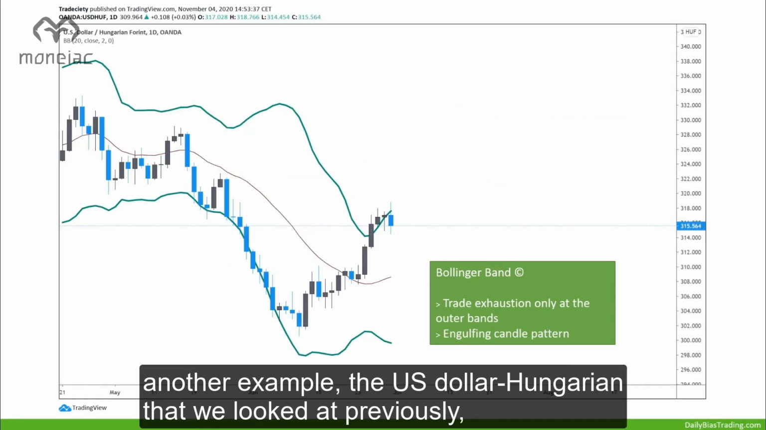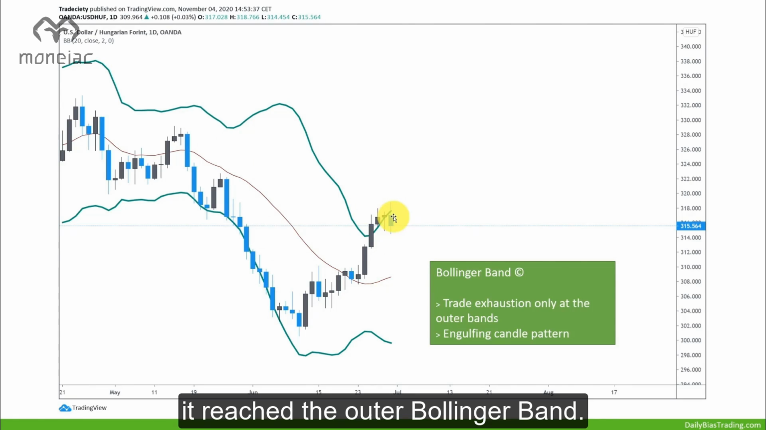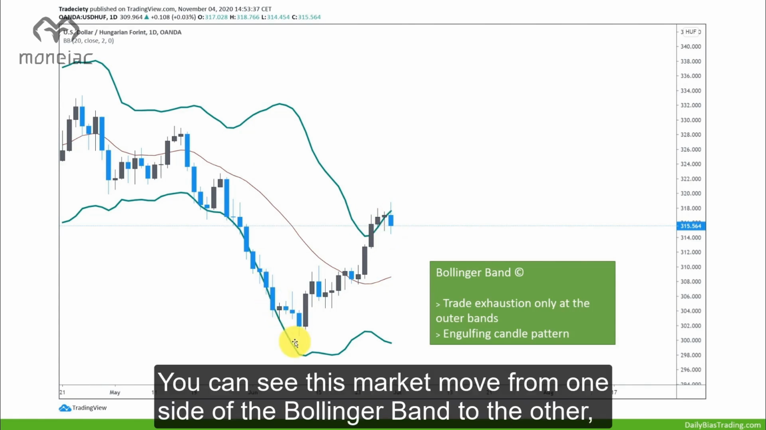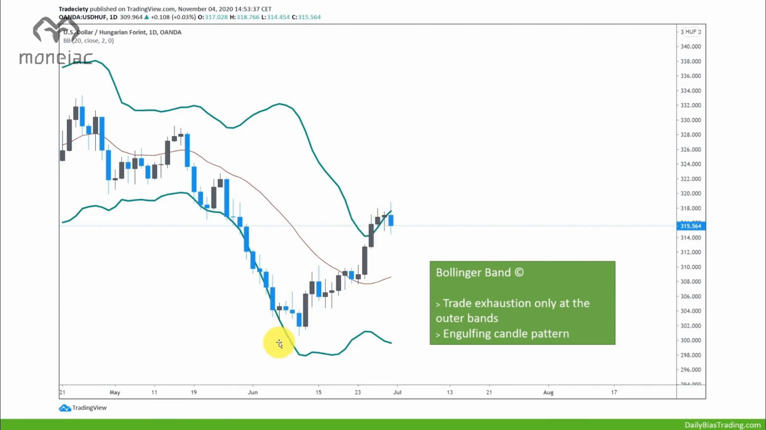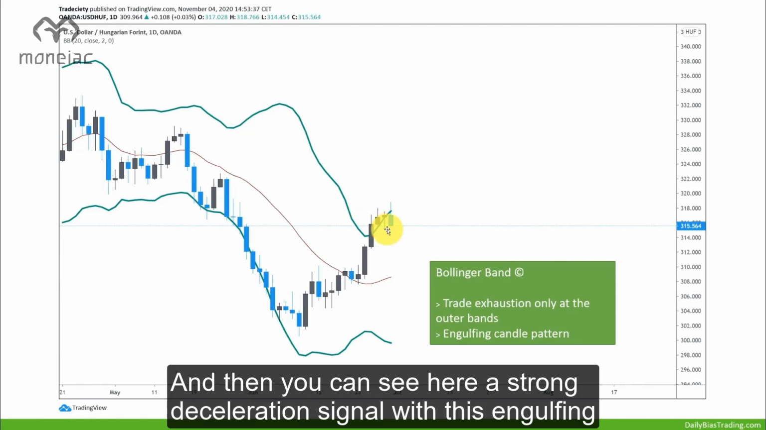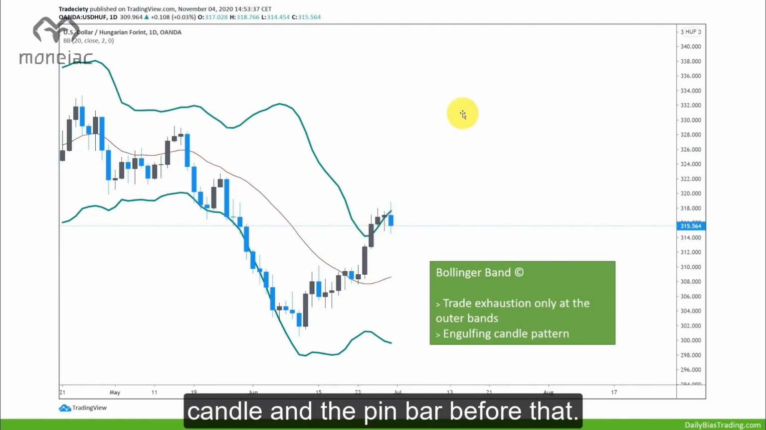Here, another example, the US dollar Hungarian forint that we looked at previously, it reached the outer Bollinger Band. You can see this market moved from one side of the Bollinger Band to the other, a very strong trend wave, and then you can see here a strong deceleration signal with this engulfing candle and the pin bar before that.